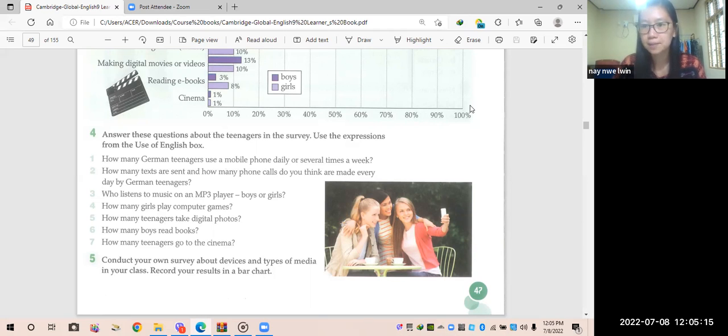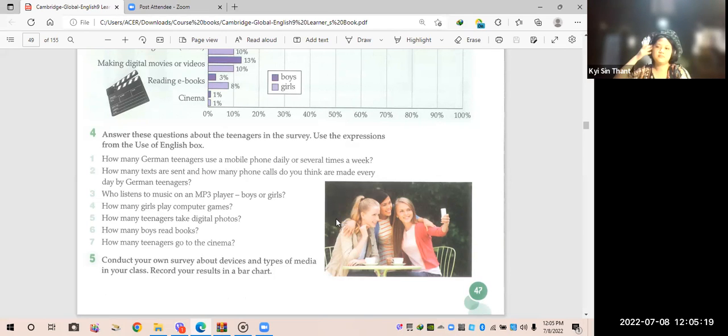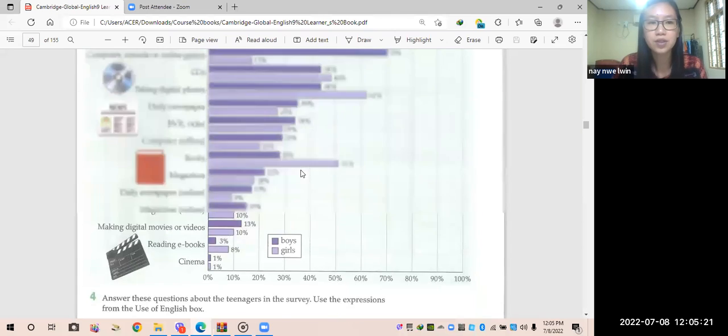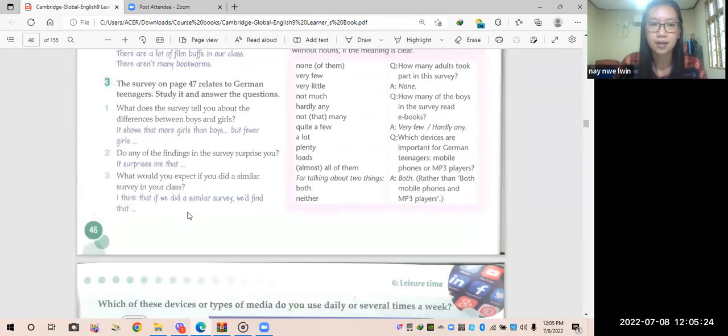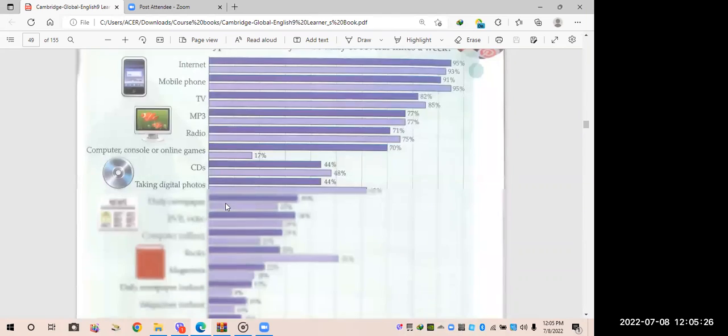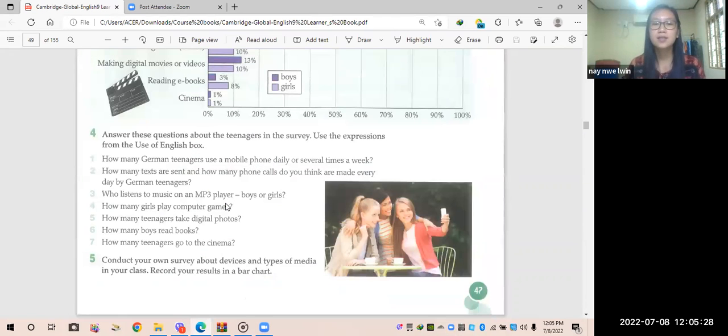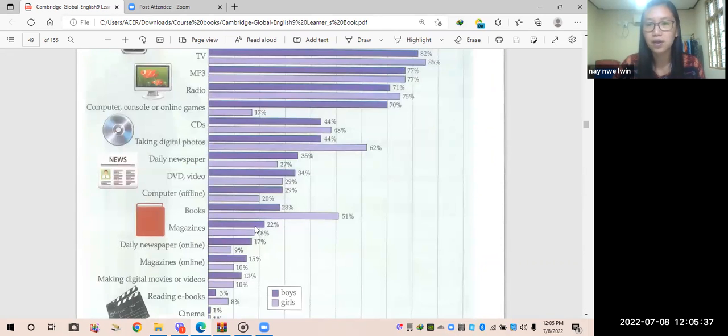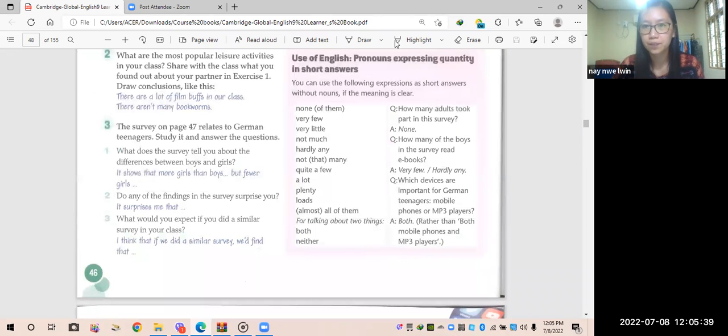Okay, so shall we start now? Yes, teacher. I think we have finished number 3 yesterday, right? So we'll move to number 4. Answer this question about the teenager in survey. Use the expression from the use of English box. So you have to answer this question just by looking at the survey, and you can use the words here. So you can use the following expression as short answer with the answer if the meaning is clear.